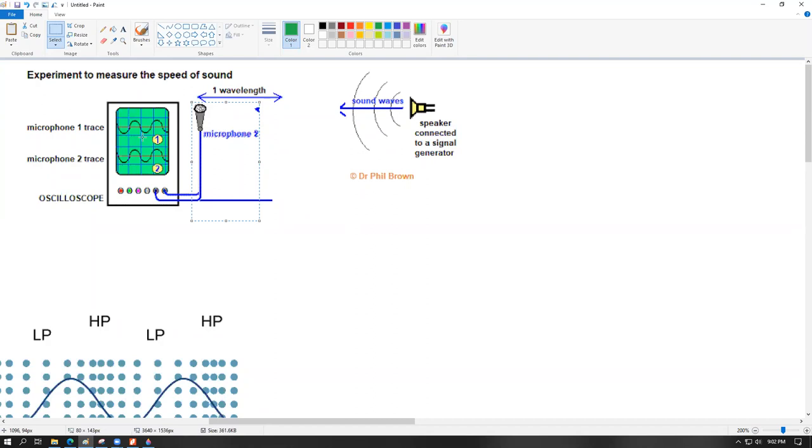Because the same compressions would reach microphone one and microphone two at the same time, with the same diffraction. So you're going to detect the exactly identical wave.